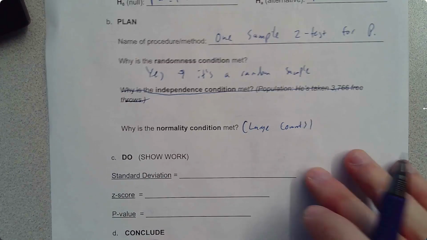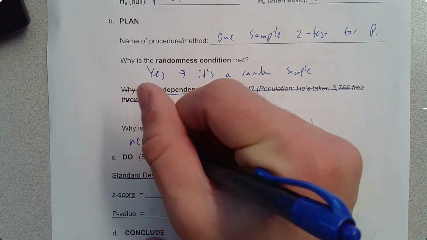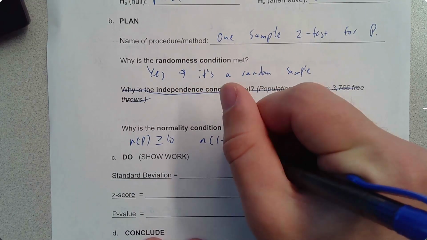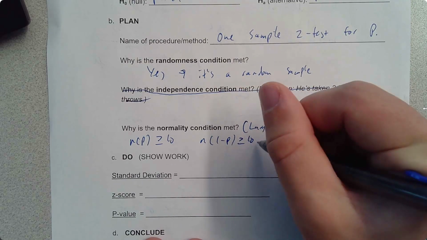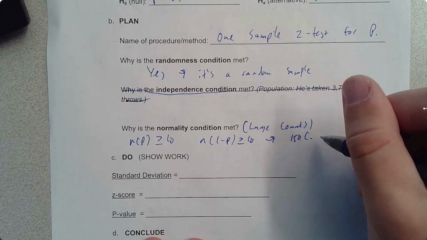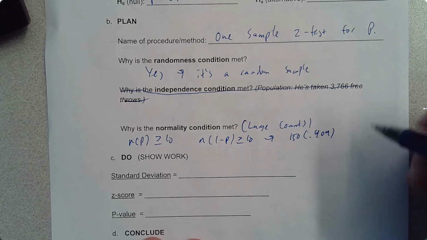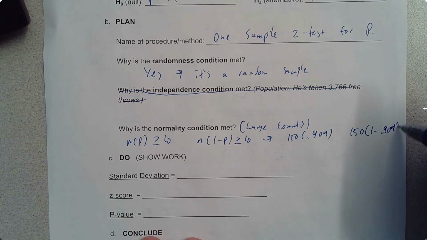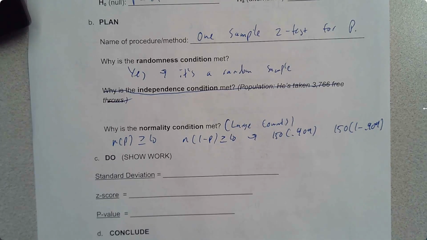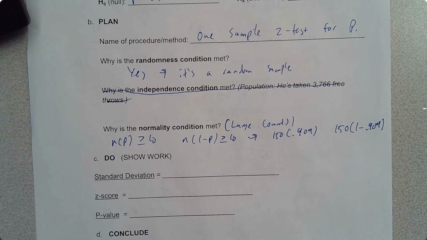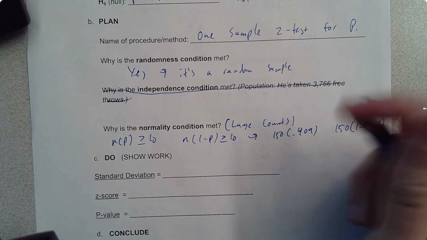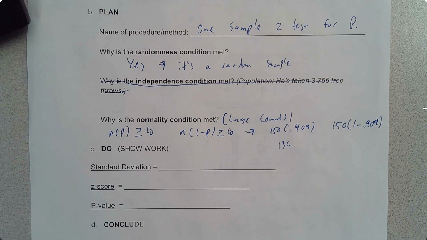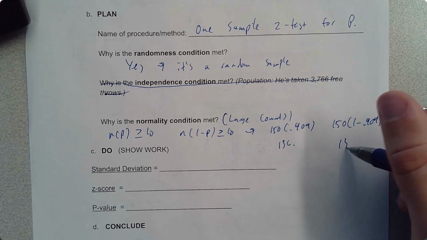This is when you have to do np greater than or equal to 10 and n(1 minus p) greater than or equal to 10. So we're going to do 150 times 0.909, and then we'll do 150 times 1 minus 0.909. Always use p for the equations, not p hat. p hat only comes in at the end. So that's 0.909 times 150. It's big, right? It's 136-ish. And then 150 times 1 minus 0.909 is 13. So we're good.